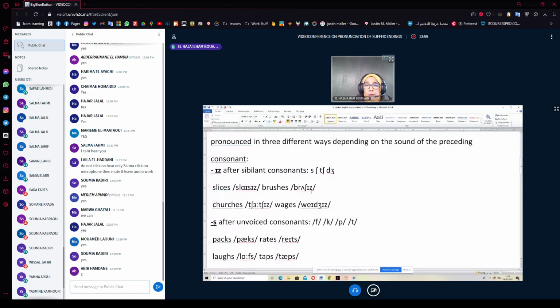J and z. Why? Because these consonants are nearly the same or similar in terms of the organ of production, in terms of the speech organ that produces them. Which means that it's difficult in terms of pronunciation. That's why in here we find that the s of the plural is pronounced as iz after sibilant consonants, which are s, z, sh, and ch.